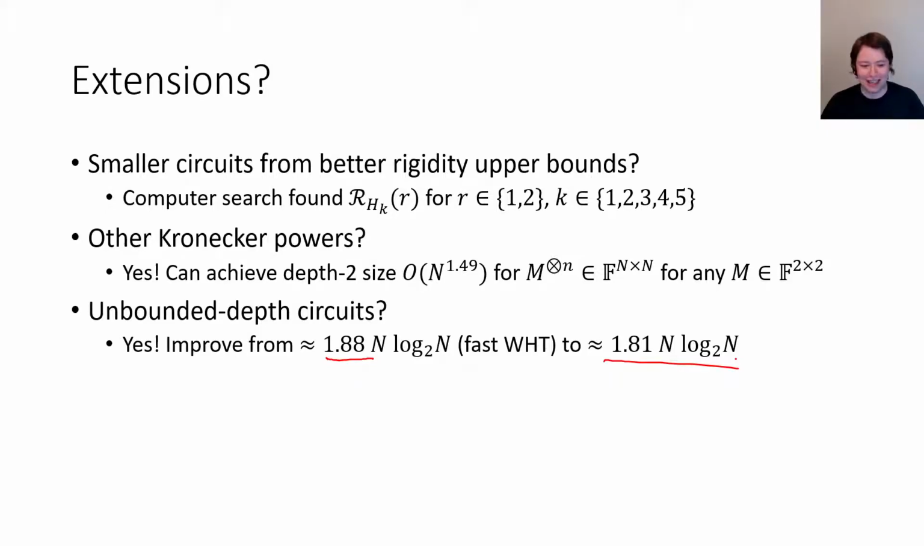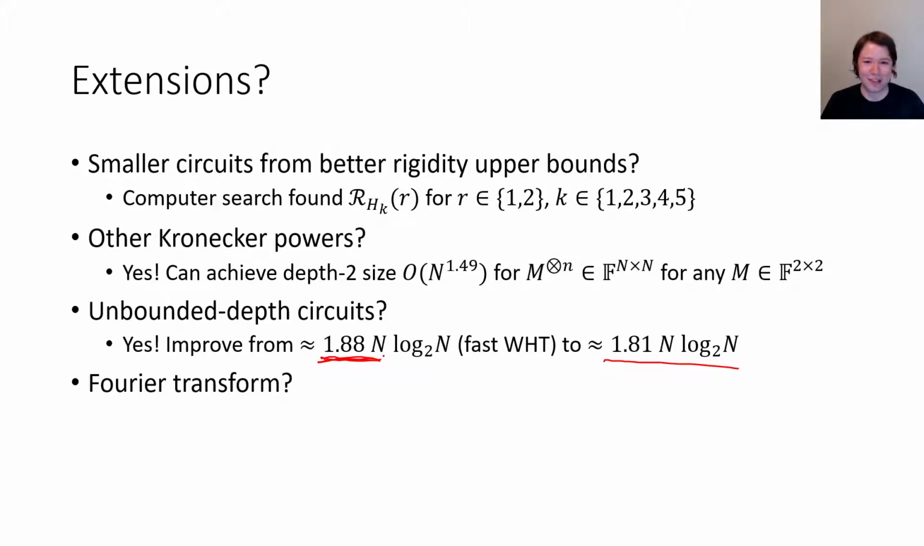And in fact, the same paper by Pudlák that showed the bounded coefficient circuit lower bounds for the Walsh-Hadamard transform also showed that you would need unbounded coefficient circuits even to improve this 1.88 constant. So unbounded coefficients are needed for a result like this, but we only improve it by a constant factor.